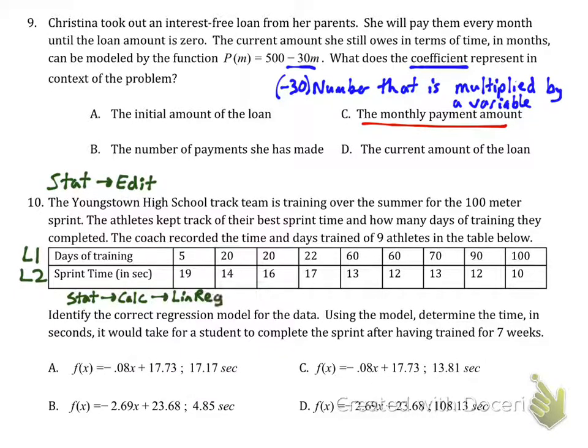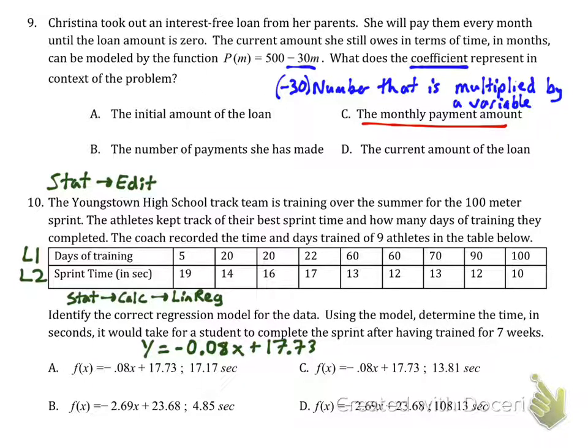Next, you're going to click stat and then go over to calc. And then you're going to go down to the fourth one, LinReg, linear regression. And when you do that, you get this equation. That is, you get that equation when it's rounded. Now, there are two answers here, A and C. And we need to figure out which of these is correct.